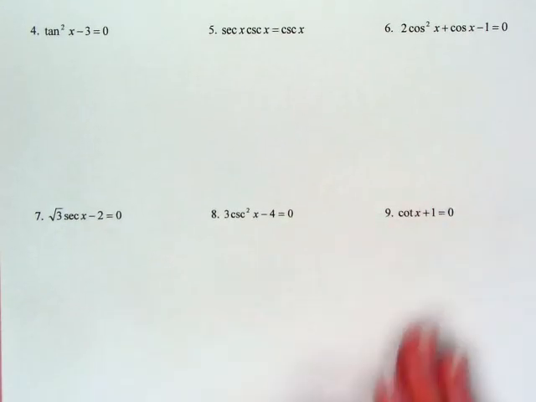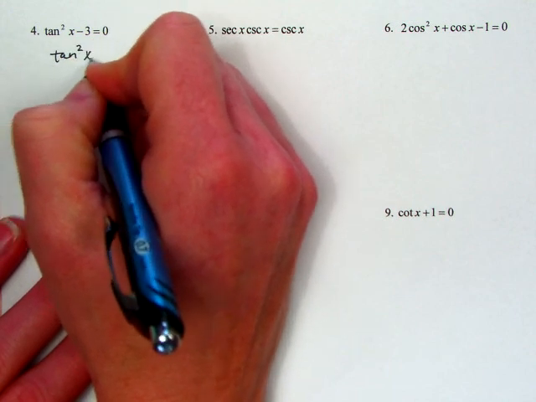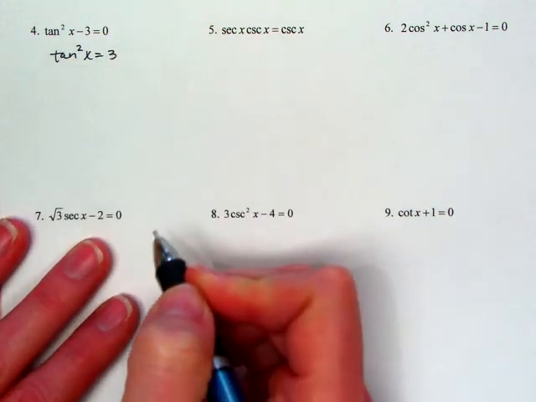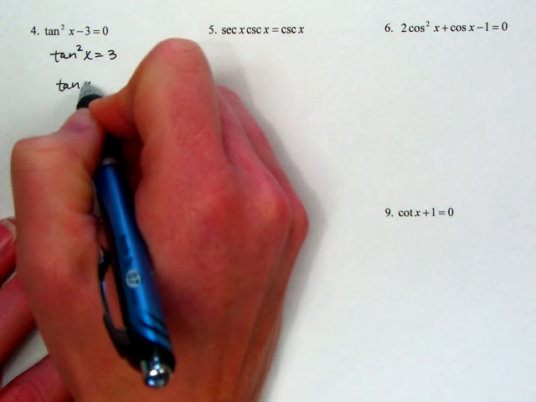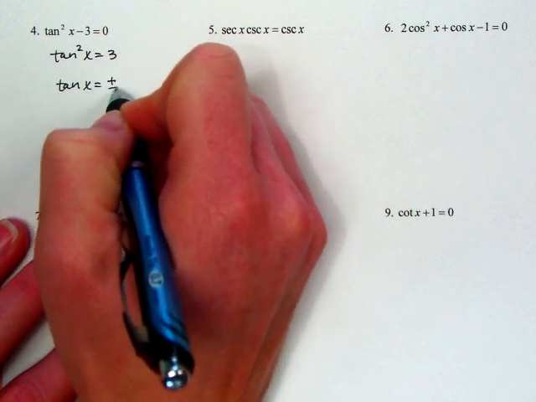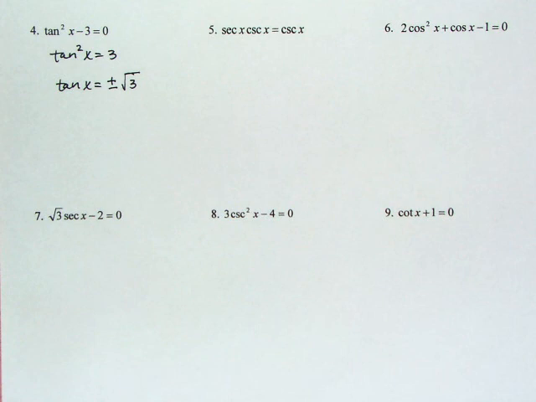Next one, I've got a tangent, and it's squared, so it kind of just changes our game a little bit. Still going to take the 3 over to the other side, which will hopefully be routine. And then in order to get rid of the squared, we'll have to square root both sides. So I'm looking at tangent x equals plus or minus the square root of 3. Remember that when you square root both sides, you have to add the plus or the minus in there.